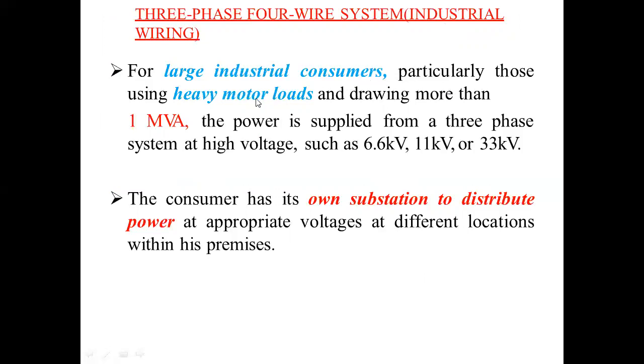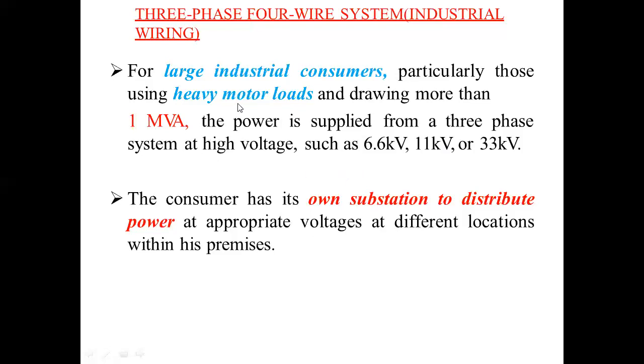Particularly those using heavy motor loads and drawing more than 1 MVA. MVA means mega volt ampere, which is 1 into 10 to the power 6 volt ampere. The power is supplied from a three-phase system at a high voltage such as 6.6 kV, which means 6,600 volt, 11,000 volt or 33,000 volt. For domestic purposes we use only 230 volt, but here the voltage ratings are 6,600, 11,000, 33,000, and so on.